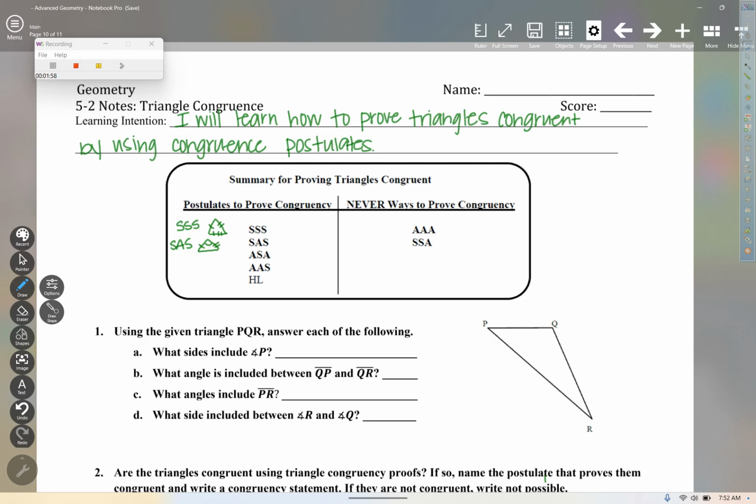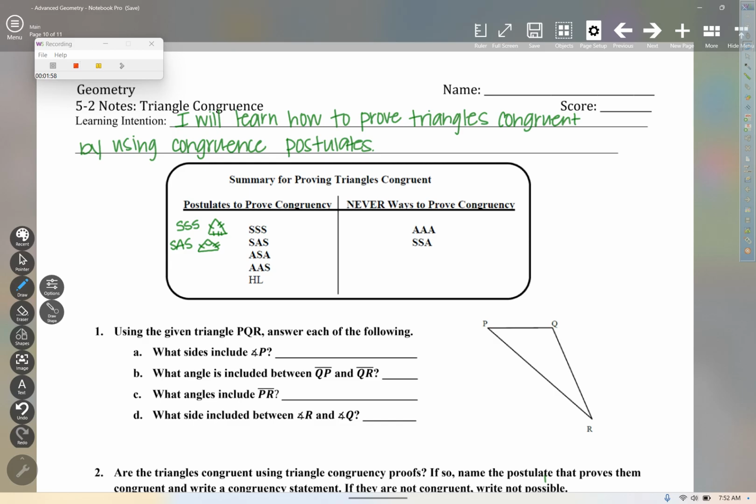And then HL actually still has three things. So for it to be a hypotenuse, it has to be a right triangle. The hypotenuse is always across from the 90-degree angle, so right here. And then a leg, which is either side, needs to be shown that it's congruent, and that is HL.